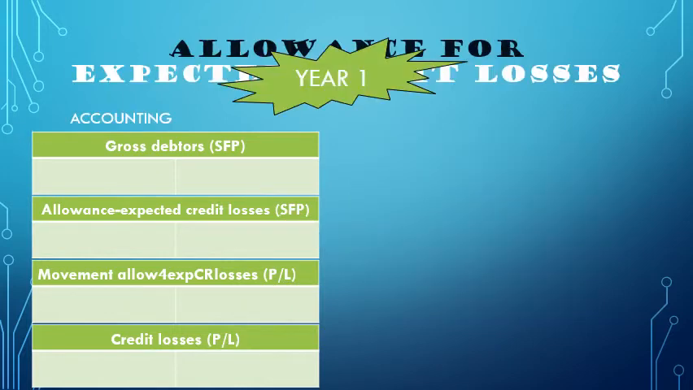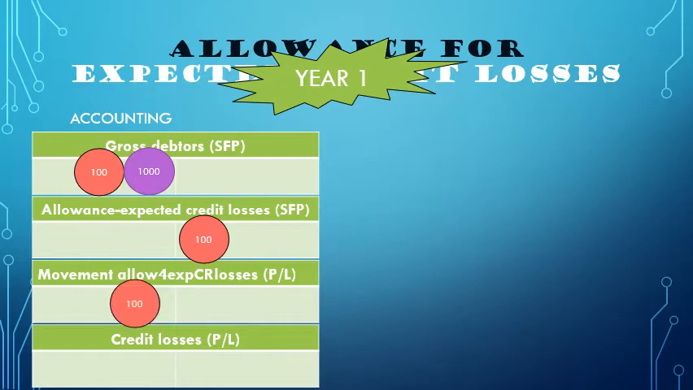So for example, let's say in year 1, we had 2 debtors, a pink debtor and a purple debtor. Now, at the end of year 1, we are a little bit worried about our pink debtor, so we create an allowance for expected credit losses for this debtor. So in order to create this allowance, we have to credit the allowance for expected credit losses and debit the movement of the allowance for expected credit losses.